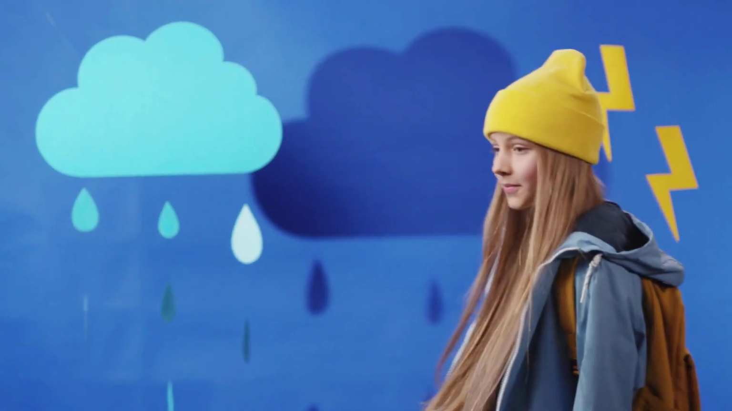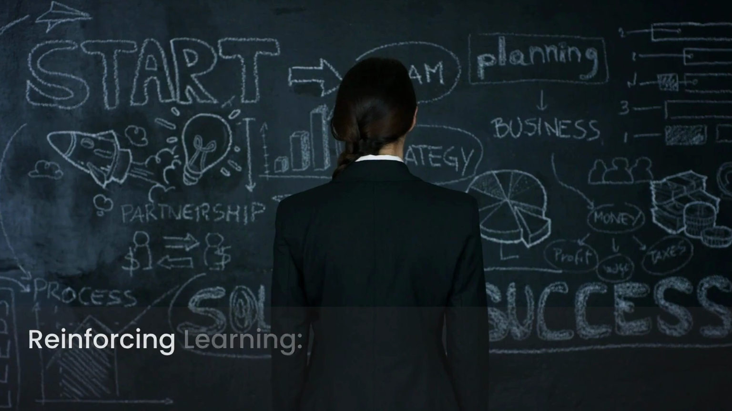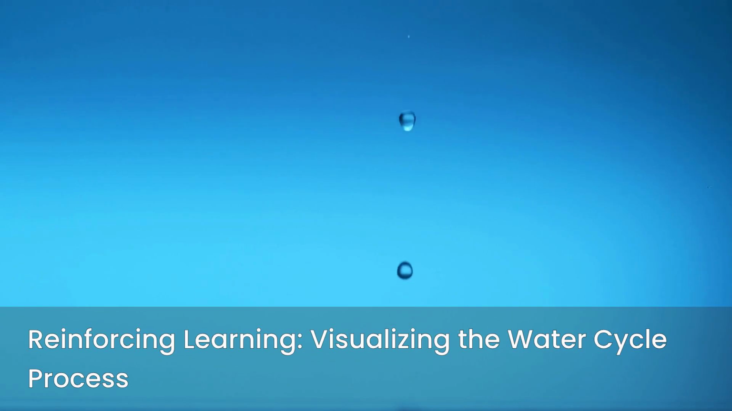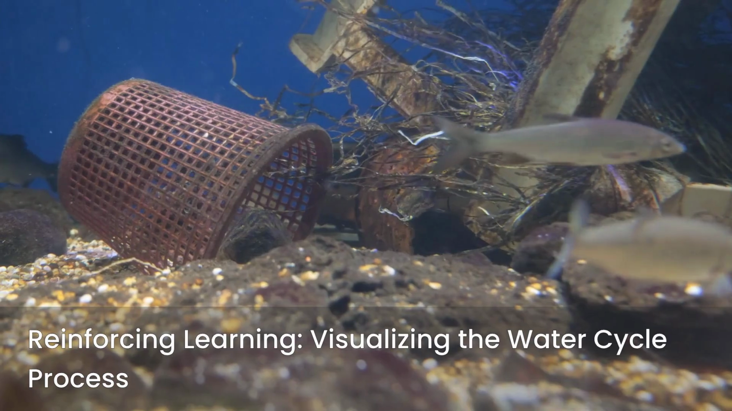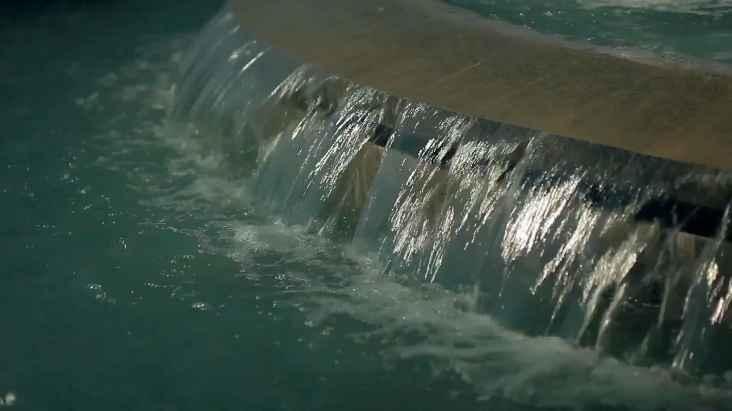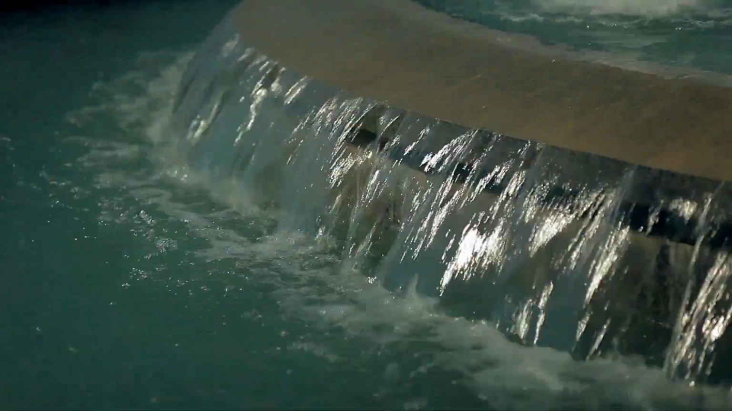Adding labels for each stage, evaporation, condensation, precipitation, and collection, will help you remember the steps. You can also add labels for the sun, clouds, ocean, lake, land, and groundwater. Creating this diagram helps reinforce what you've learned. It's a simple way to see the entire process at a glance and understand how water travels through the environment. Keep your diagram handy as a reminder of the amazing journey water takes every single day.